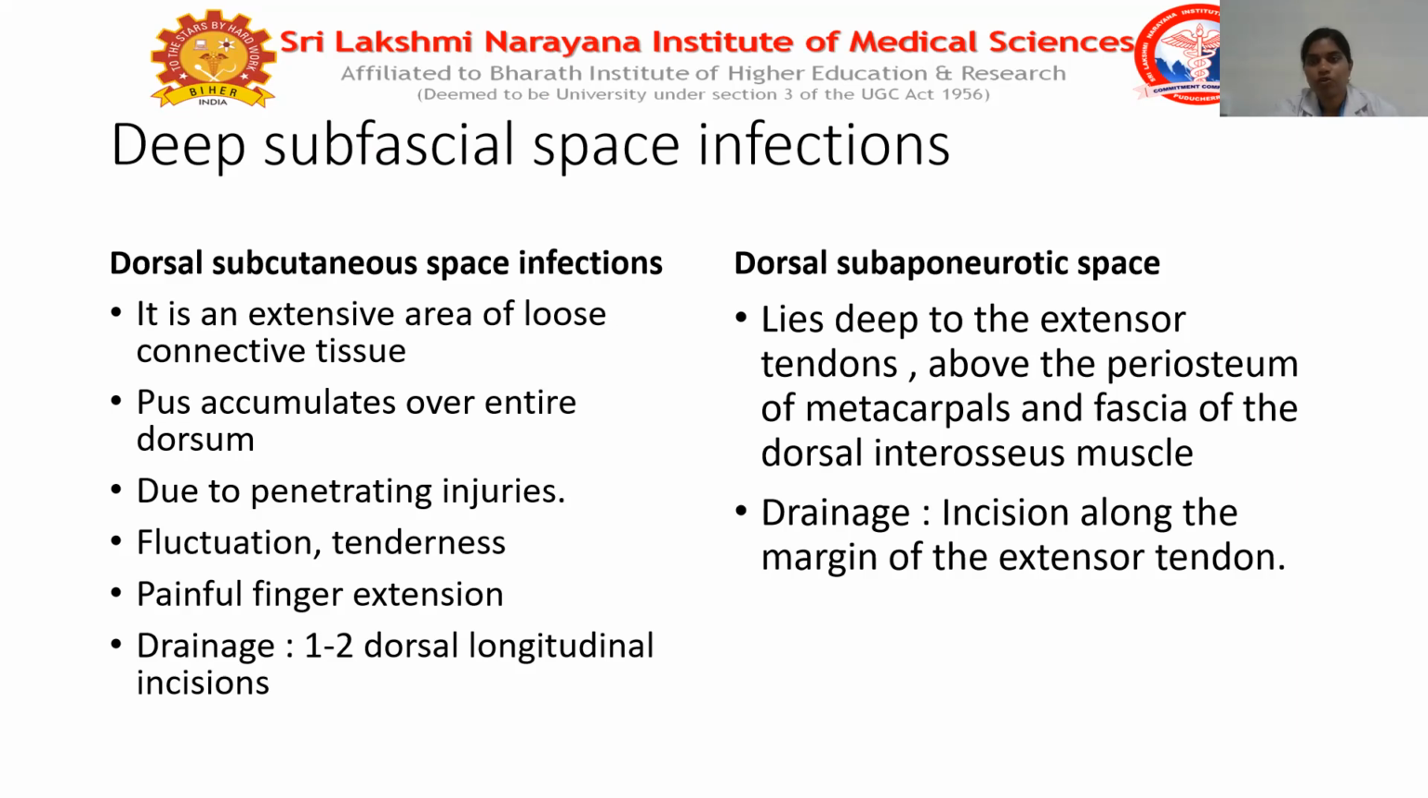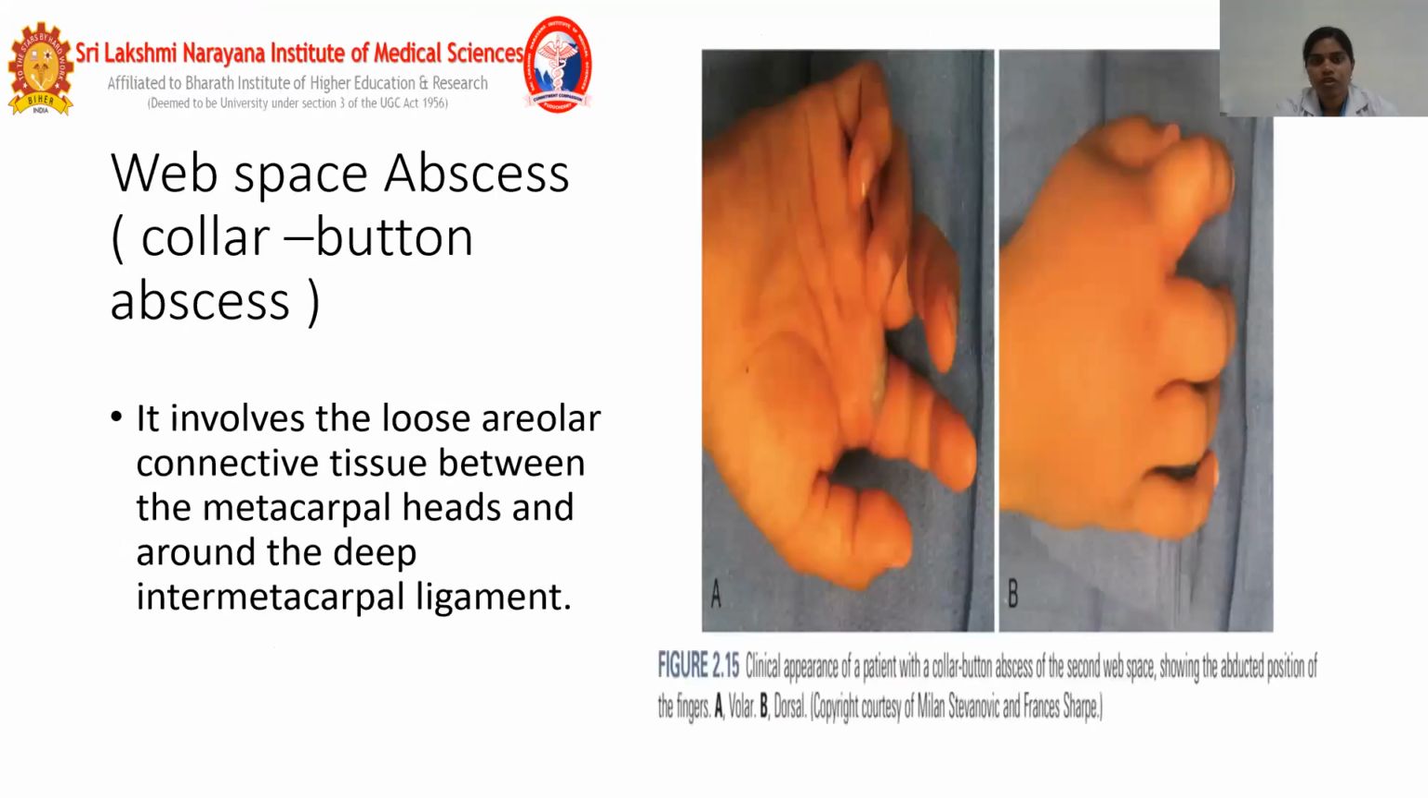Coming to dorsal subaponeurotic space infection, it lies deep to the extensor tendons, above the periosteum of the metacarpal and fascia of the dorsal interosseous muscles. For drainage, incisions are given along the margins of the extensor tendons. Coming to the web space abscess or collar button abscess. It involves the loose areolar tissue between the metacarpal heads and around the deep intermetacarpal ligaments. It can be seen in the picture, a first web space infection causing the abduction of the second and third fingers.